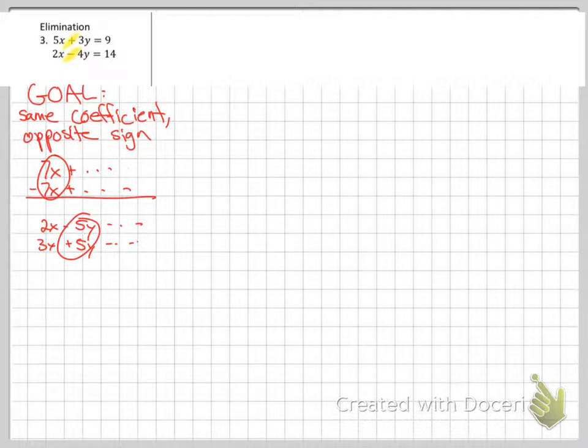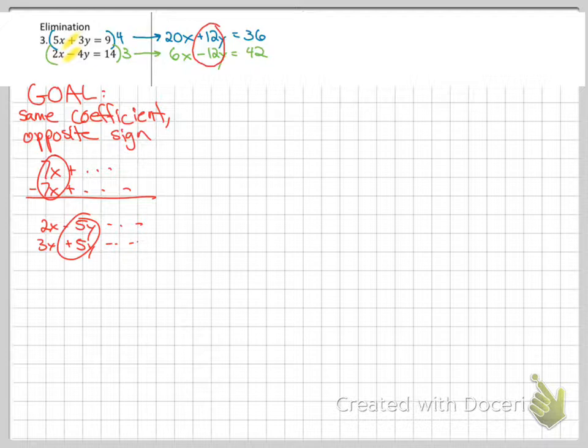So 3 and 4 go into 12, so I need to multiply this one by 4, and I'll write that here. You multiply the whole equation, right? Whatever you do to the left, you have to do to the right. So times 4. Then if I want same coefficient, opposite signs, I need to multiply the second equation by 3. Everything gets multiplied by 3. Now we can see we've accomplished our goal, positive 12y, negative 12y.